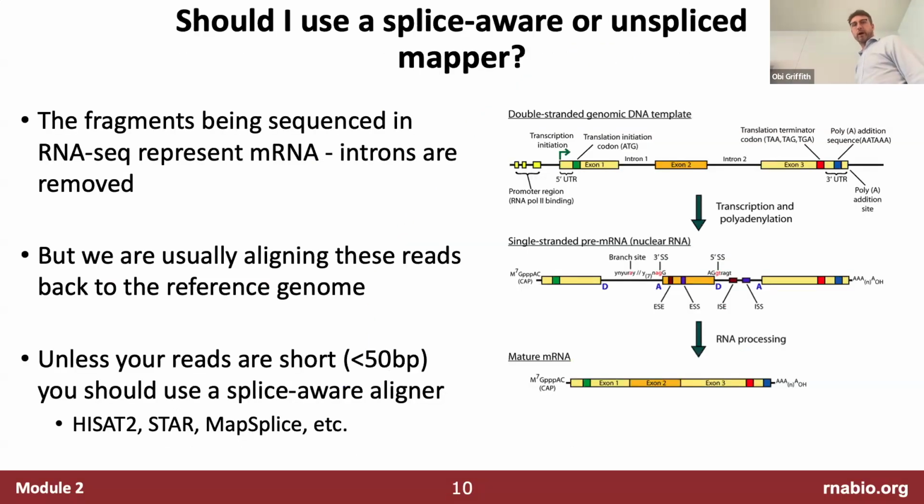Should you use a splice-aware or unspliced mapper? I think from the various hints along the way, you've probably grokked that we are using a splice-aware aligner. Generally, that's a good idea because the fragments we're sequencing are from mRNA with the introns removed, and we're aligning back to the reference genome. So you want to be aware of splicing. Again, unless your reads are really short, a splice-aware aligner like HiSat or STAR is probably going to give you the best results.